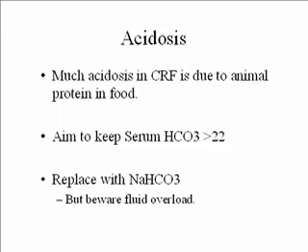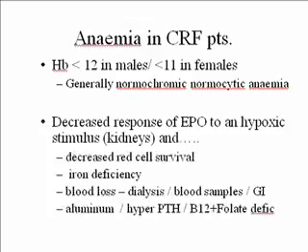The last excretory problem is that of acidosis, as these patients with chronic renal failure can't excrete acid as well as patients with normal renal function, and a lot of the acid is derived from animal protein in food. We aim to keep the sodium bicarbonate level greater than 22, so that often involves replacement of sodium bicarbonate. You just need to be a little bit careful with this because it can cause fluid overload in patients with chronic kidney disease and patients with heart failure.